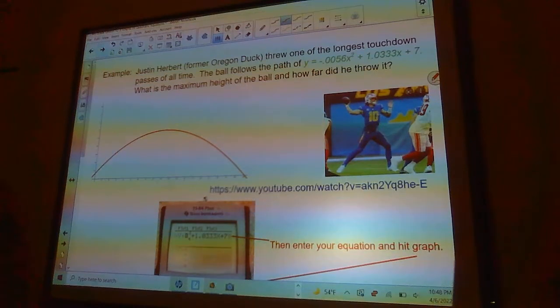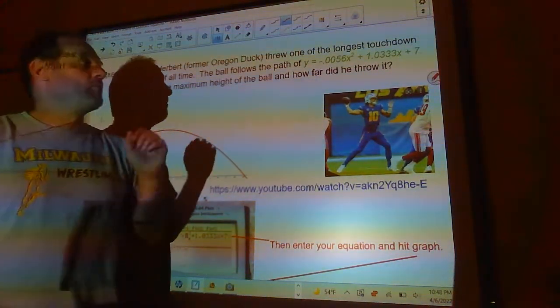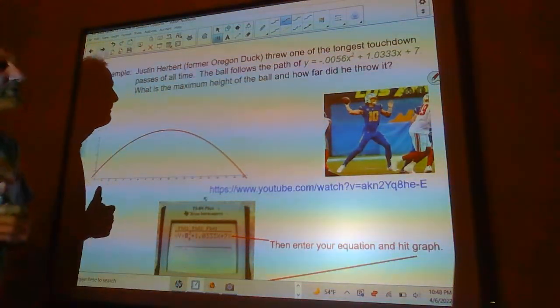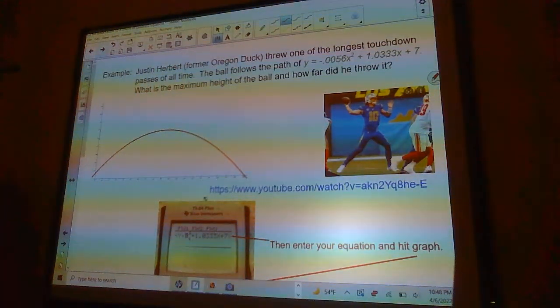Okay, so this is fun. Justin Herbert, former Oregon Duck, threw one of the longest touchdown passes of all time. The ball follows the path of y equals negative 0.0056x squared plus 1.0333x plus 7. What is the maximum height of the ball and how far did he throw it?